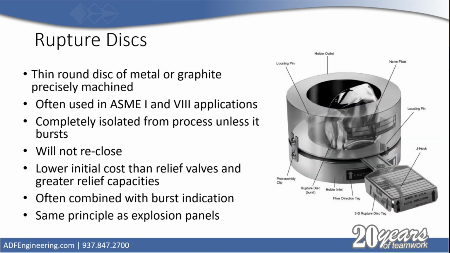Next, rupture discs. They don't stand out as much because the actual device is quite small, but they are typically a thin round disc of metal, and graphite can also be used, that are precisely machined to a certain thickness to rupture at a specific pressure. They also are used commonly in ASME 8 and 1 applications.